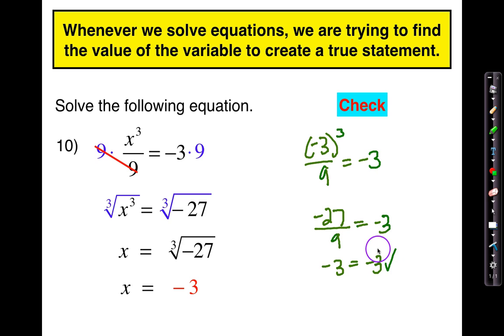Now, if you weren't sure, you're like, wait, Miss Singh, doesn't 3 work as well? Try it out. Let me show you in a different color. 3 cubed divided by 9 does equal negative 3. Well, whoops, 3 cubed is 27. 27 divided by 9, does that equal negative 3? No. So that's further proof that only one of the signs will work when you're taking the cube root of a number.